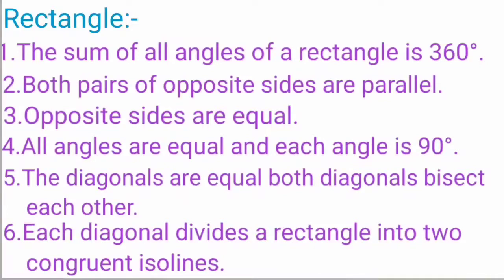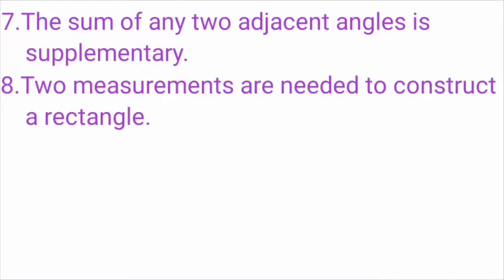Both pairs of opposite sides are parallel. Opposite sides are equal. All angles are equal and each angle is 90 degrees. The diagonals are equal. Both diagonals bisect each other. Each diagonal divides a rectangle into 2 congruent triangles. The sum of any 2 adjacent angles is supplementary. 2 measurements are needed to construct a rectangle.